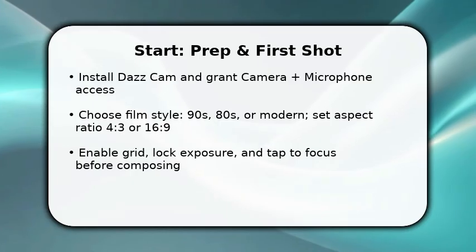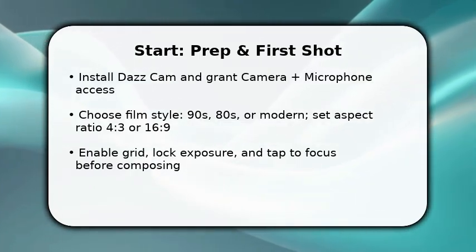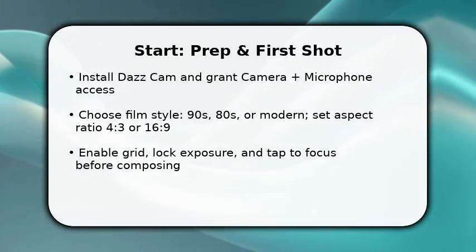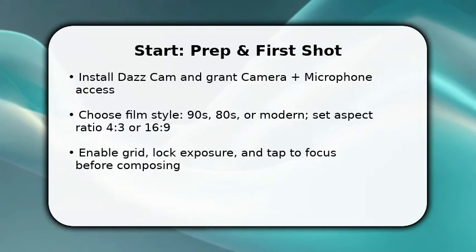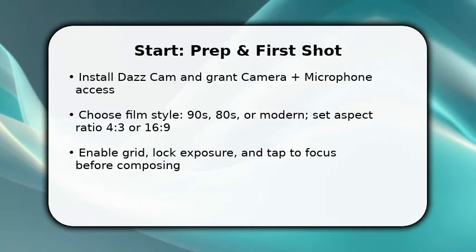You're ready to shoot. Open Dazz Cam and give it permissions, then pick a film preset that matches the mood you want. Next, set the aspect ratio and enable the grid so composition is precise. Make sure to tap to lock focus and drag exposure to balance highlights.